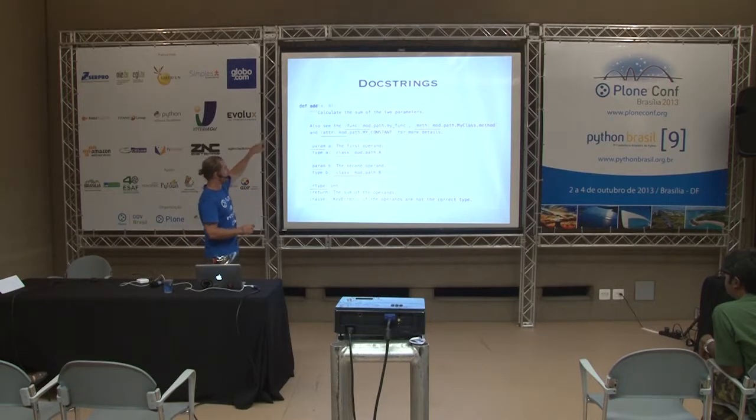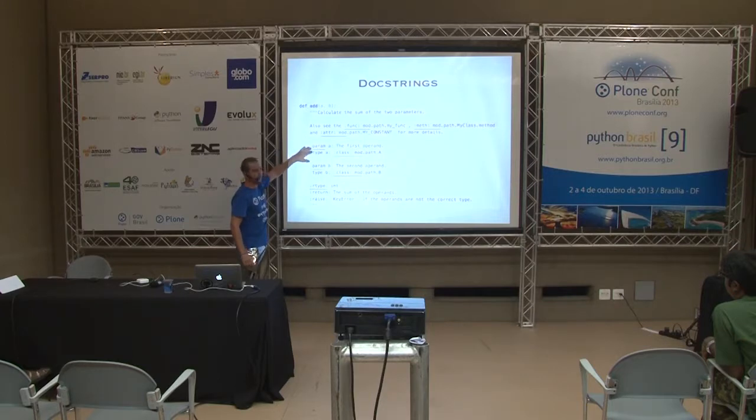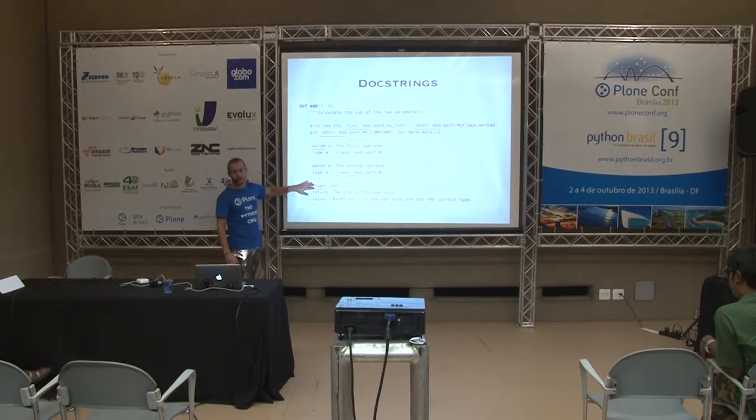So the title should be in first person, and it should be 80 characters, not more, not in two lines, just one line, 80 characters, and terminated with a full stop. So it looks nice, and then you have the body, which uses Sphinx formatting to link to other stuff, and then you should always specify the parameters of your method or function, and also the return type, and possibly if there are any exceptions raised, when they are raised, and what they mean.